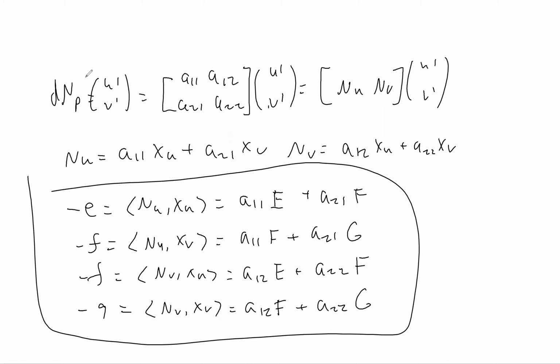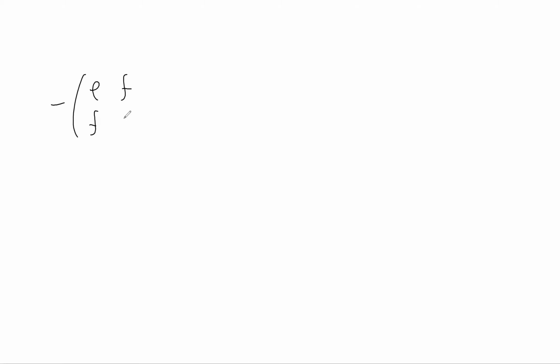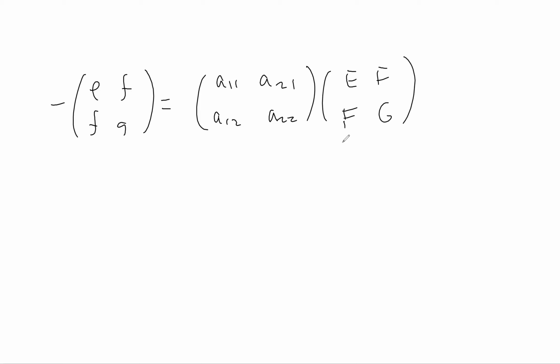This computation gives us the following matrix: negative of the matrix (e, f; f, g) is equal to the matrix with a11, a12, oh sorry, actually the other way around, a21, a22. It is meant to be switched in this case, these flip. So this is equal to this multiplied by (E, F; F, G). So we get that the matrix a11, a21, a12, a22 is the negative of the second fundamental form matrix times the inverse of the first.